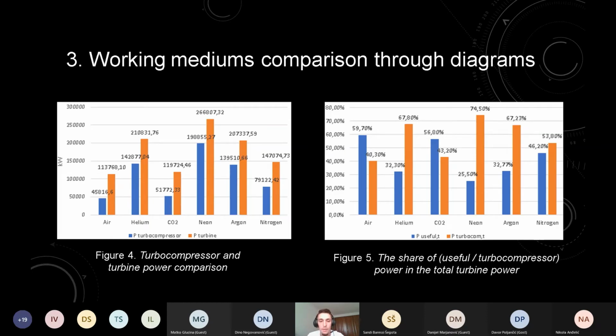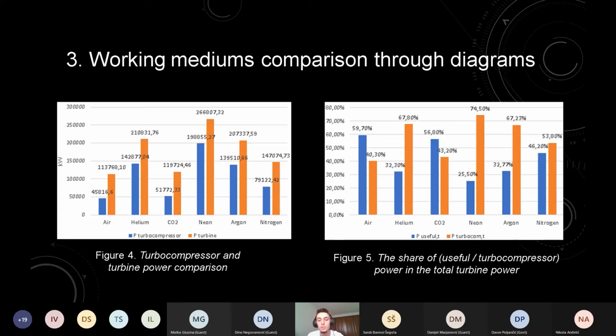Next comparison, as shown in figure 5, is between the share of useful power in the total turbine power and the turbo compressor power share in total power. The working medium that had the lowest share of useful power in the total turbine power was neon, while the highest share of useful power was achieved by air. Respectively, the working medium that had the lowest turbo compressor power share in the total power was also air, while the highest was neon.